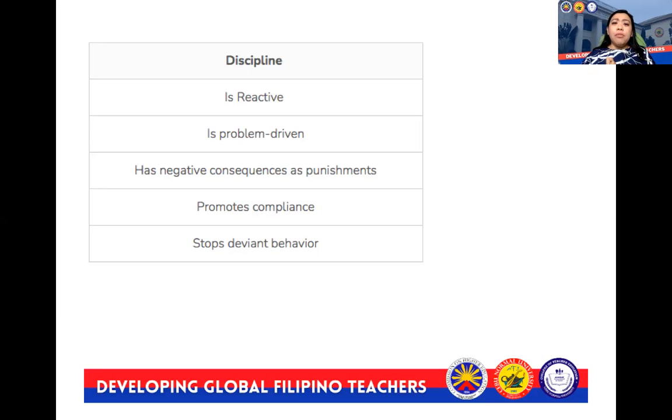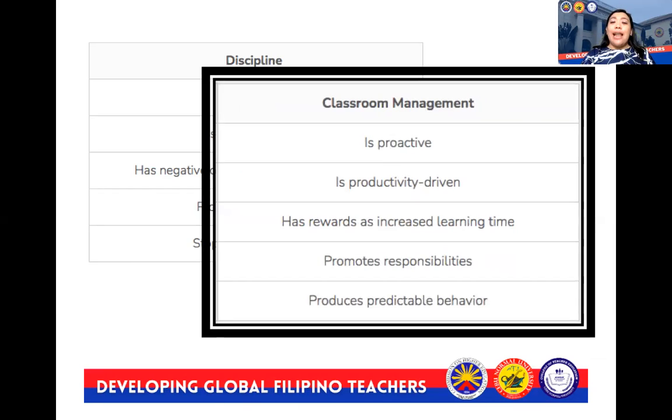There is really something reactive, as mentioned earlier, while classroom management is proactive. Before the problem has risen or has occurred, you are already putting in means and measures to ensure that the problems will not occur. It is productivity driven. It has rewards such as increased learning time, and it promotes responsibility as it produces predictable behavior.